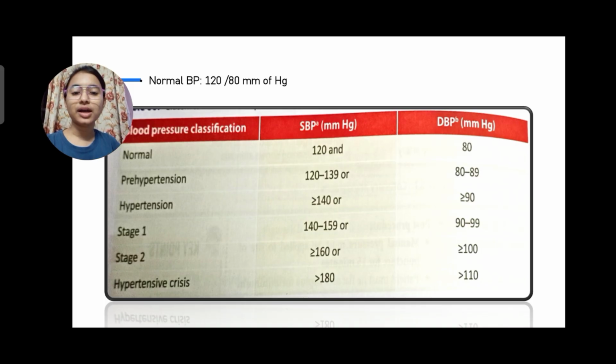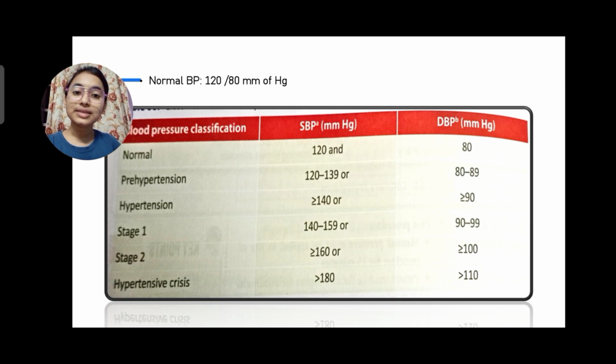Now hypertension. We call it hypertension when the systolic blood pressure is more than or equal to 140 or the diastolic blood pressure is more than or equal to 90 mm of Hg. Hypertension has two stages, stage 1 and stage 2. In stage 1, the systolic BP will be 140 to 159 and the diastolic BP will be 90 to 99. Remember all these points because there is an MCQ from that. In stage 2, the systolic BP is more than or equal to 160 and the diastolic BP is more than or equal to 100 mm of Hg.